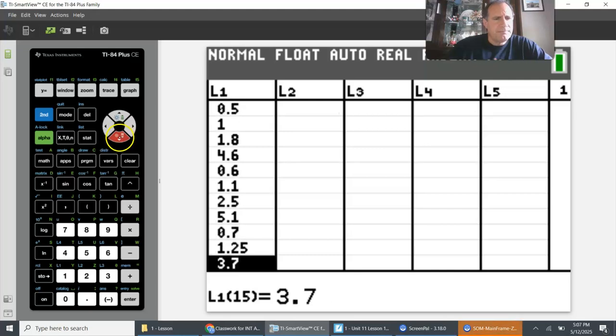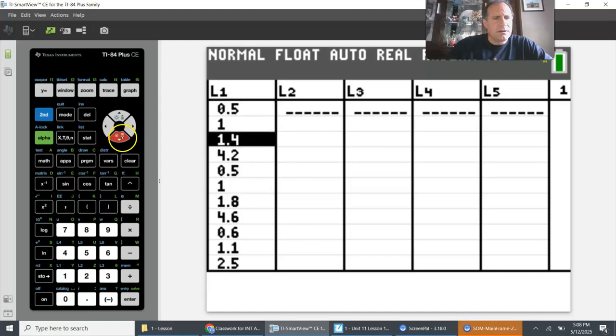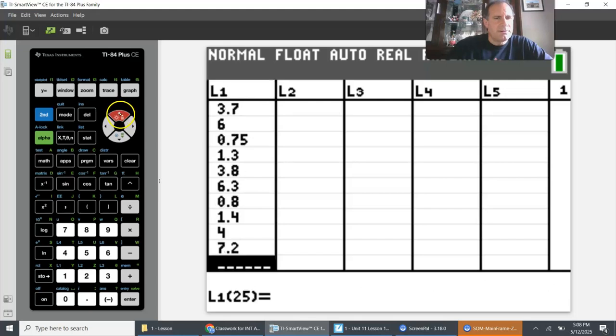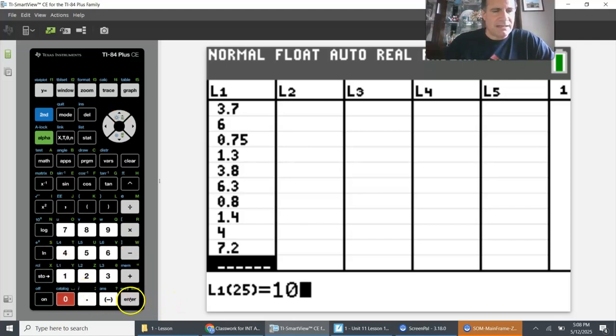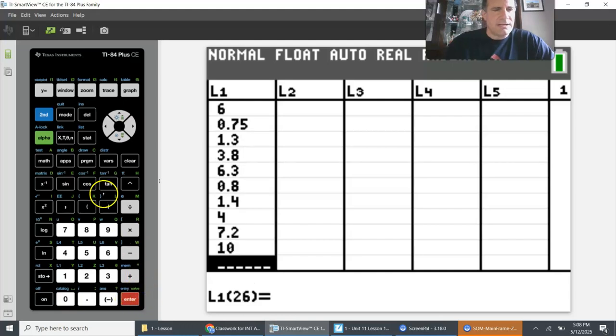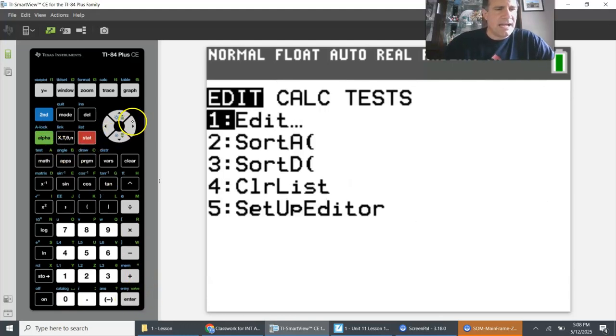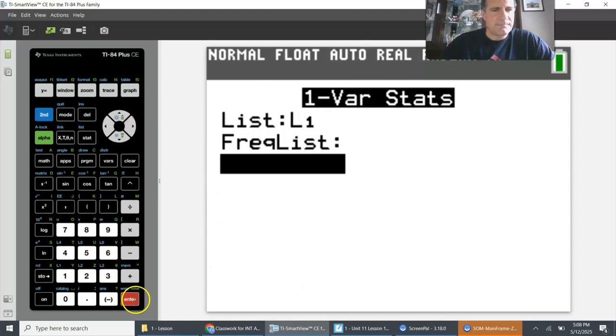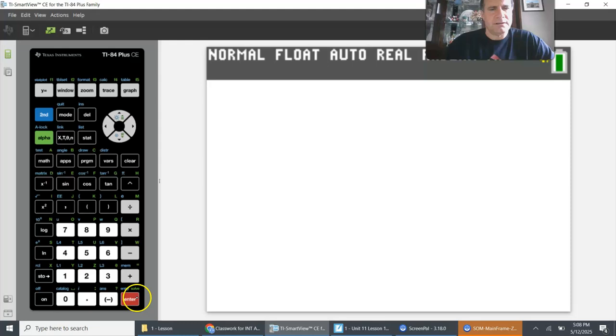And then I'm going to go all the way down. Do you remember that it was waiting for another member? Oh, I didn't have to go all the way down. Obviously, I could just go up and it would go to the 25th. I don't know why I was going down like that. But 10 million, we're going to add it, and then we're going to enter. Then we're going to go back to stat, calc, 1-var stats, and press calculate.